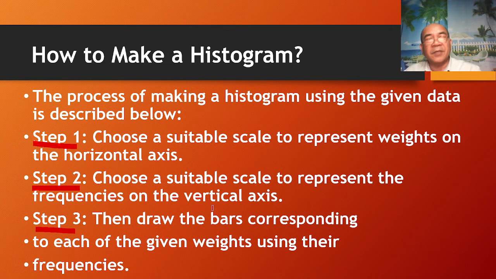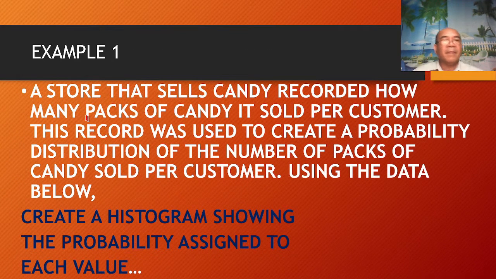So let's have an example. A store that sells candy recorded how many packs of candy it sold per customer. This record was used to create a probability distribution of the number of packs of candy sold per customer. Using the data below, create a histogram showing the probability assigned to each value.